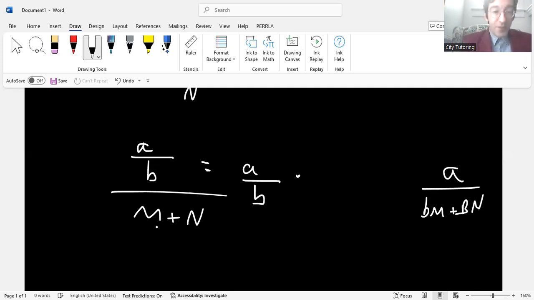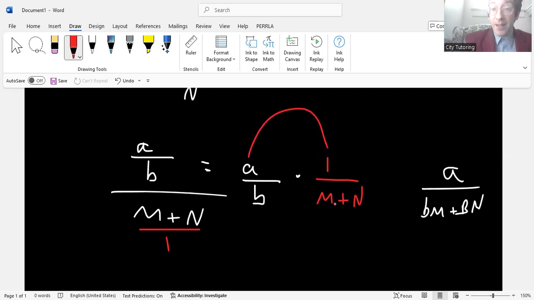When you want to convert any expression into a fraction, you just put it over 1 if it doesn't have a denominator. So the original is a over b divided by m plus n over 1. Well, m plus n over 1 becomes 1 over m plus n as the reciprocal. Now you're ready to do this: a times 1 is a, and b times m plus n gives you b parentheses m plus n, whichever way you like.